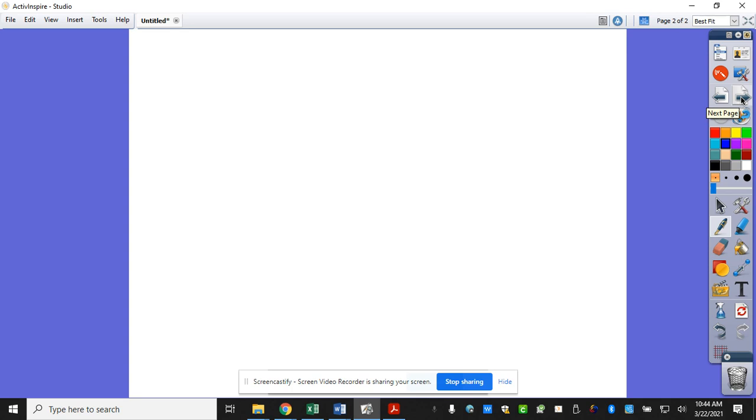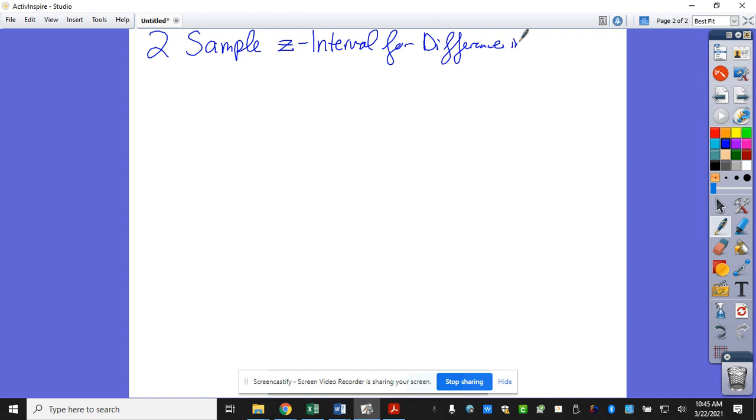So let's start with our generic 4-step. So this is a 2-sample. This is our title. The interval for difference in proportions. And this is chapter 10. And this one is number 7, right?